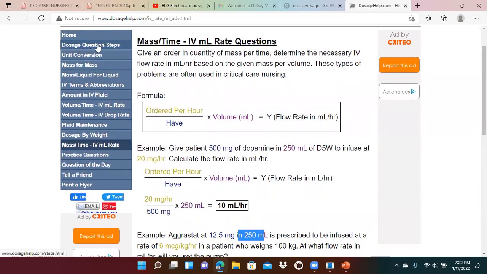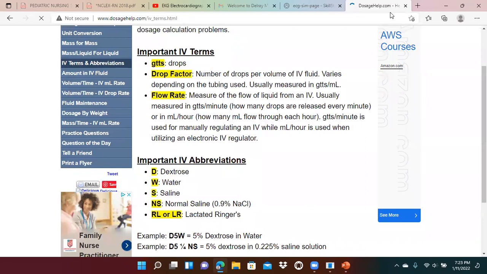First of all, these are the question steps. You need to know how to convert the different units, we call unit conversion. Then we check mass for mass formula, mass and liquid for liquid formula, IV terms and abbreviations, amount of IV fluid, how to calculate volume over time, IV flow rate formula, volume over time in minutes, IV drop formula, fluid maintenance formula, dose by weight calculation, mass by time, IV milliliter flow rate, right? And here I said some terminology, okay?